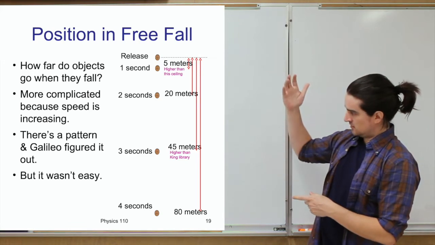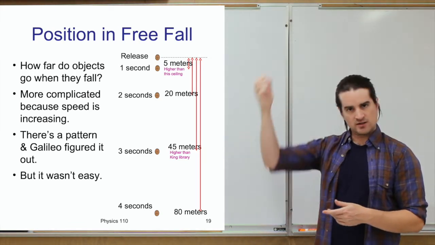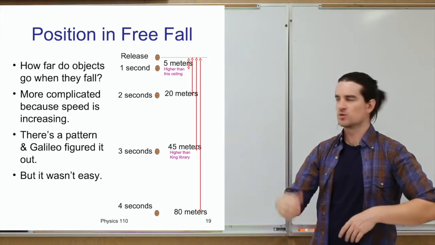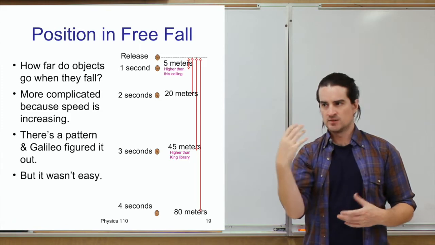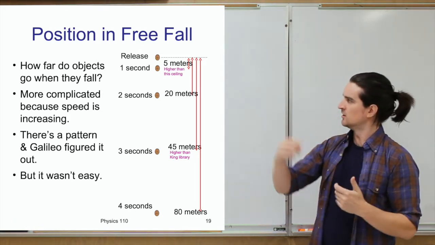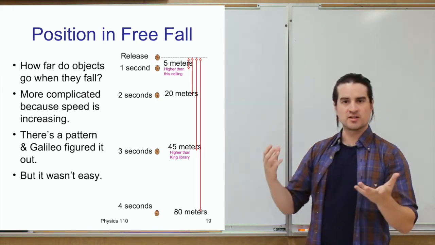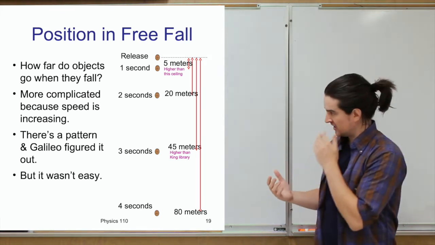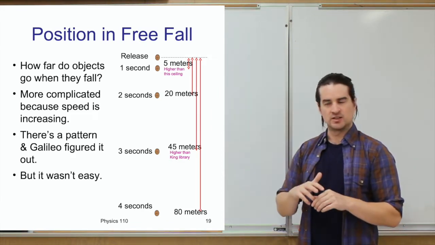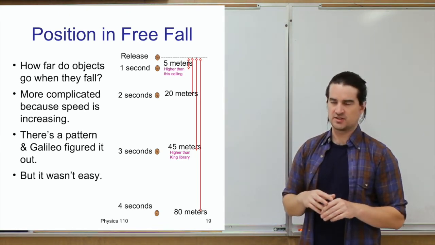However, now we're working with an object that is accelerating, right? Gravity is accelerating this object downward, so its speed is constantly changing. So it's more complicated. We can't just use that simple speed times time or rate times time equals distance thing. We gotta try something else, or think harder about it. And this was actually a problem that Galileo looked at and sort of figured out. But it really isn't a very easy thing to do.